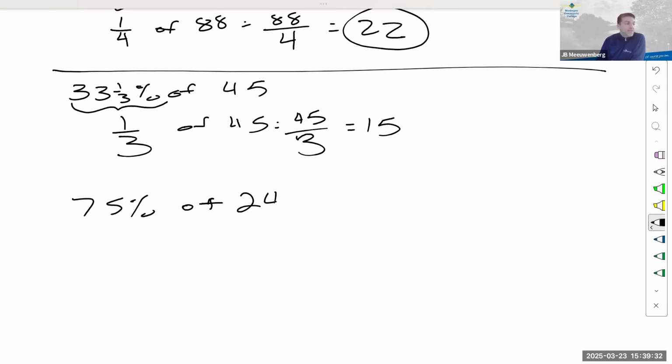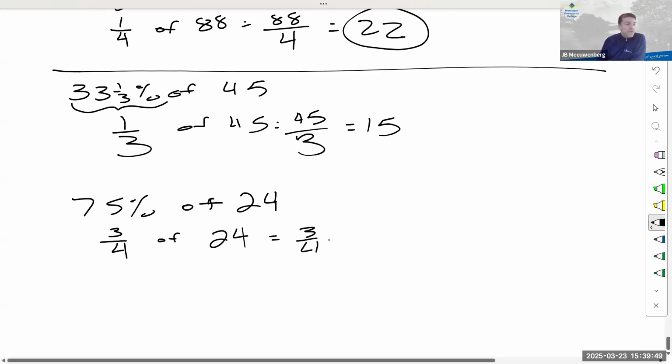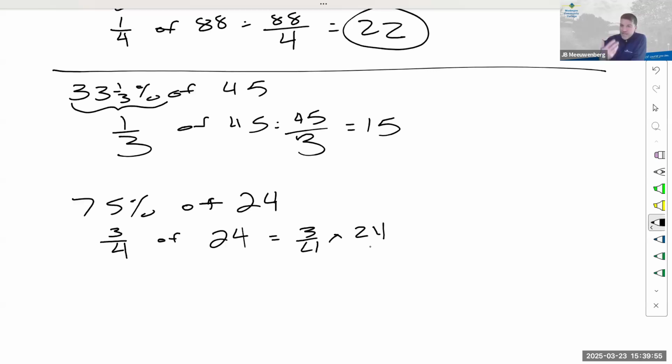So 75% of 24 is the same thing as 3/4 of 24. And so I would be curious to know how you would go about doing that. We know that 3/4 of 24 is the same thing as 3/4 times 24. And if you think about our cancellation techniques that we've learned before, 24 and 4 can cancel to be 6. Think about 24 divided by 4, because this is up top, this is on the bottom. And all we're left with is 3 times 6, which is 18.